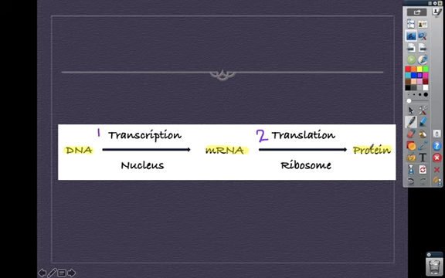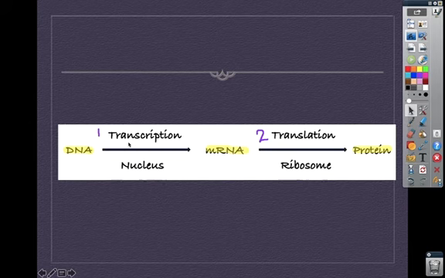Now, underneath those arrows, you see where the processes happen. So transcription is happening in the nucleus, translation is happening in the ribosome. And remember, if you get confused about which process happens first, remember they occur alphabetically. You transcribe before you translate. So make sure that you know your flow of information. DNA goes to RNA to protein.